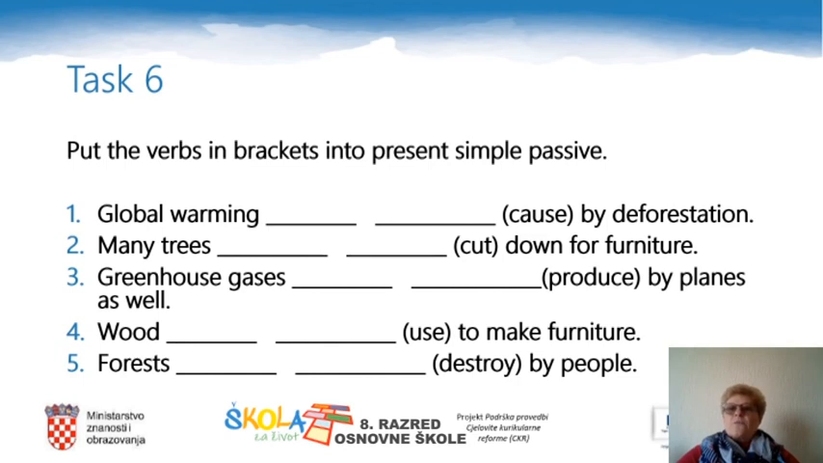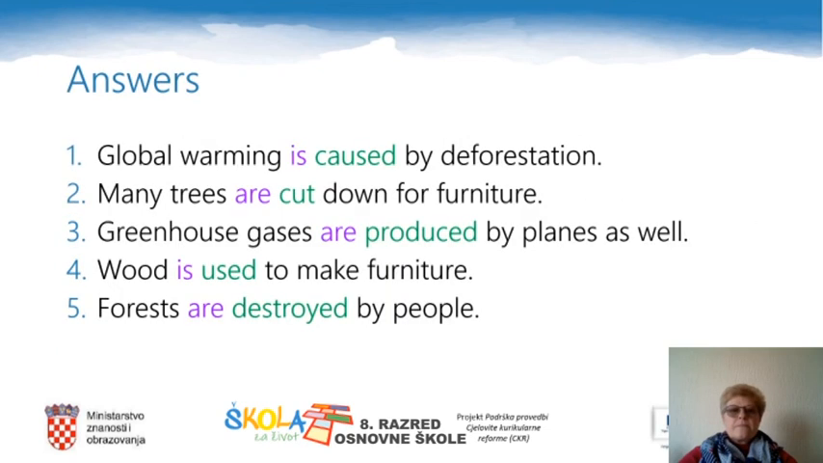Sad ćemo malo vježbati tvorbu present simple pasiva. Sjetite se ove formule koju smo sada rekli i stavite glagole u zagradama u present simple passive. Put the verbs in brackets into present simple passive. Remember that we need present simple of the verb to be and past participle or ed of the main verb. You will have to pause the lesson again and write down these sentences into your notebooks. Let's check the answers.